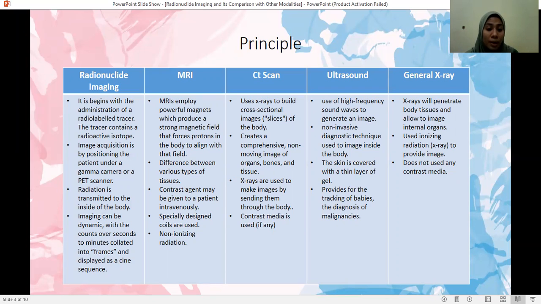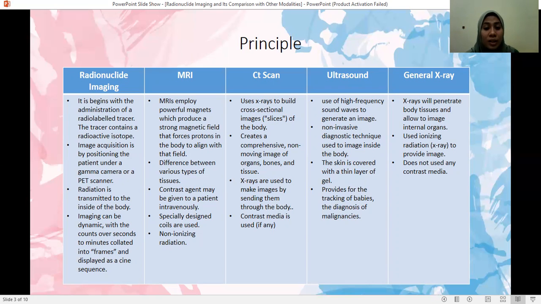So for the MRI, it employs powerful magnets which produce a strong magnetic field that forces protons in the body to align with that field. It relies on the differences between various types of tissues, and a contrast agent may be given to patients by IV. Special designed coils are used in the MRI, and it uses non-ionizing radiation.